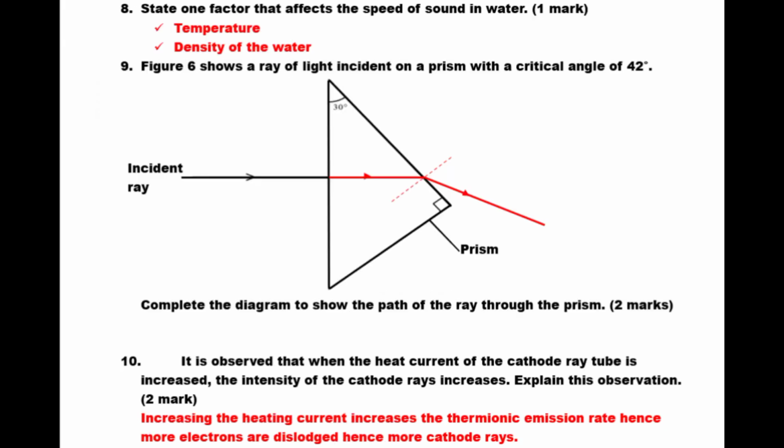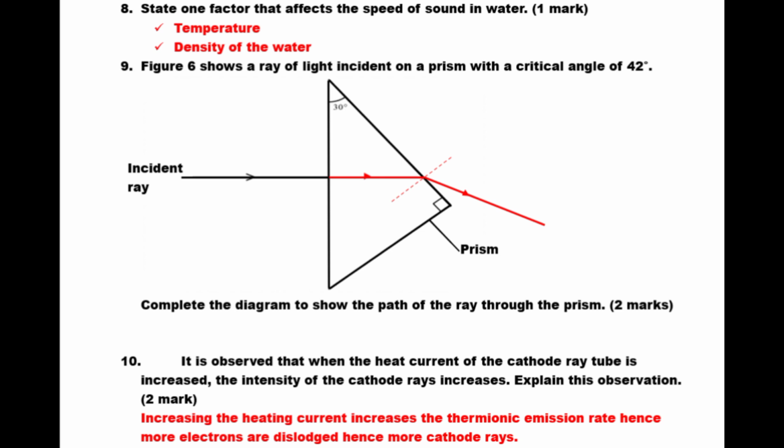Question 8. State one factor that affects the speed of sound in water. One factor that affects the speed of sound in water, we have temperature and density of the water. These are the two factors affecting speed of sound in water.